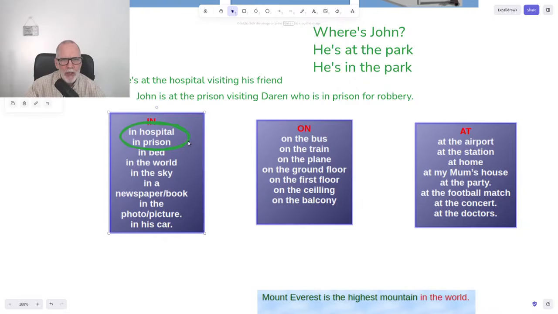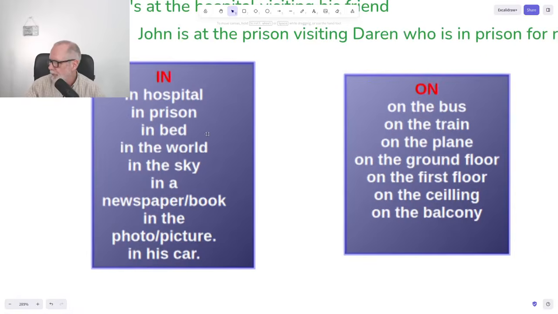Otras expresiones que usamos aquí. Por ejemplo, let's have a look at the messages. Por ejemplo, we say in bed. In bed. When you're in bed sleeping. Or in the world, en el mundo. In the sky, en el cielo. I read it in a newspaper. Or I read it in a book. In the photo. You can see my mother in the photo.